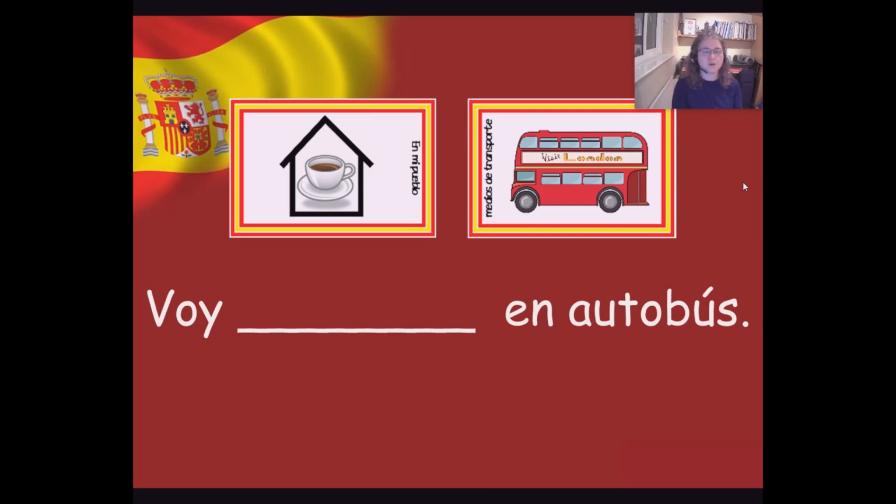Let's see. Voy a la cafetería en autobús. Well, hang on a minute. That's different to all the others. Why do you think this one says "a la" when all the others said "al"? What's the difference here? You've got it. This is a feminine place, so we need to say "to the" in a different way.